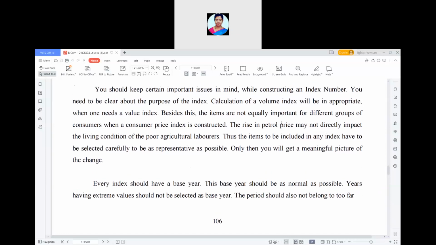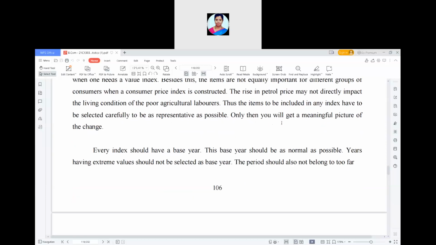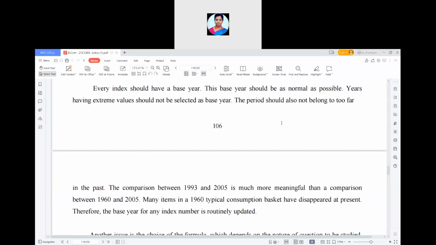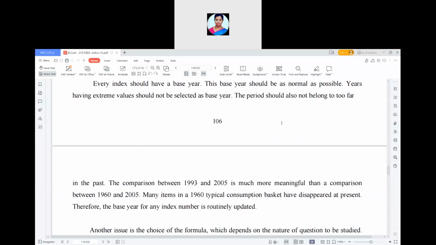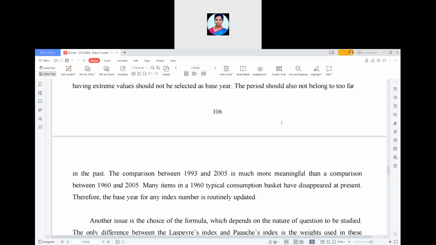So while we should have a base year for every index, this base year should be as normal as possible. Years having extreme values should not be selected as the base year. The period should also not be too far in the past. The comparison between the years 1993 and 2005 is much more meaningful than a comparison between 1960 and 2005.